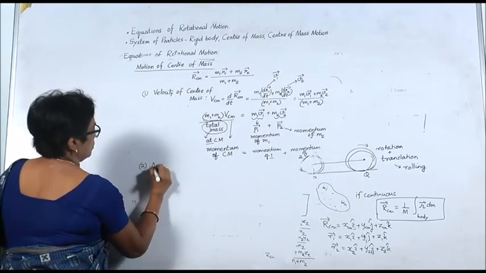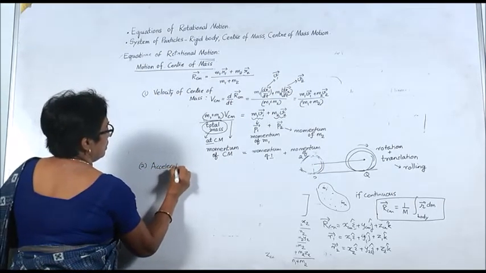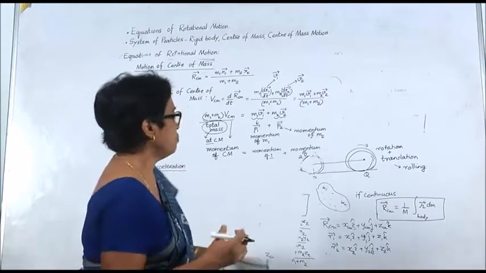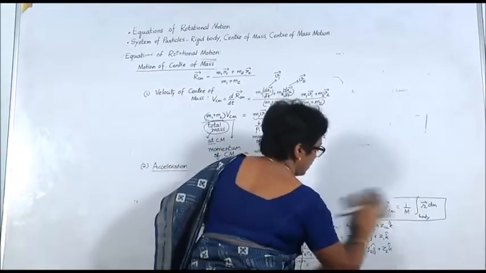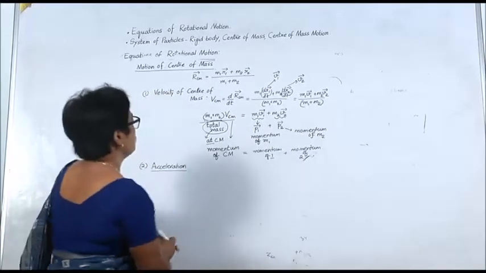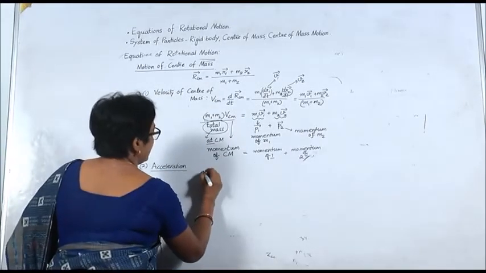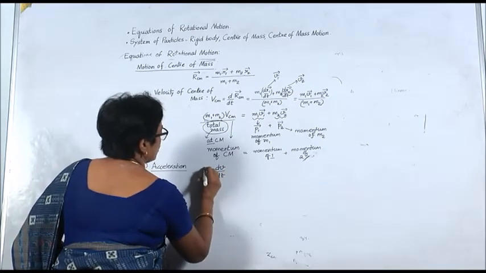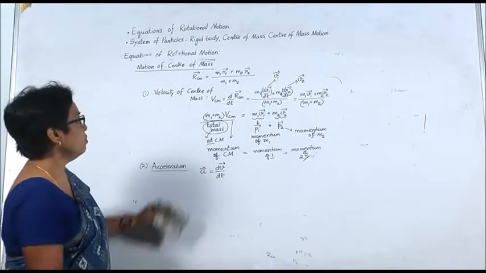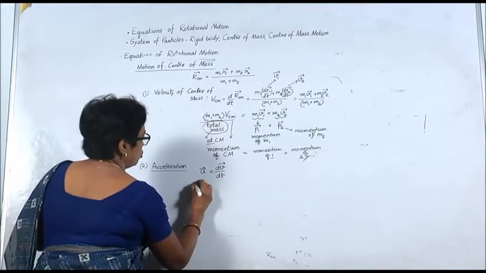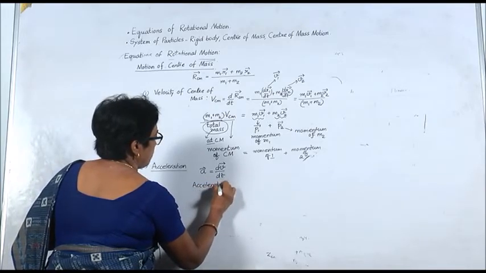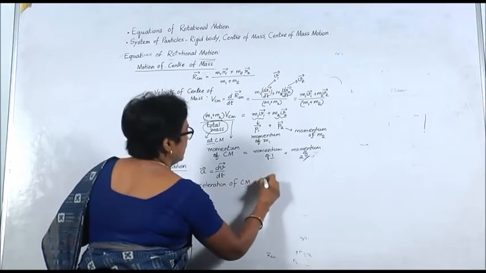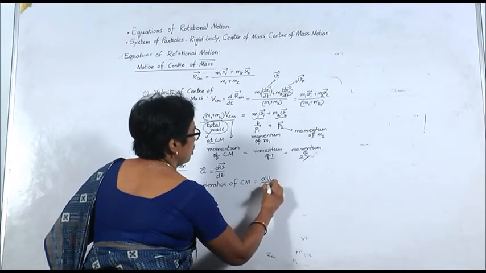What about acceleration? See, all these things I am talking about are linear, everything as a whole, not rotational. Acceleration, by definition, is equal to rate of change of velocity. So, acceleration is dv by dt. So, we will find out the acceleration of center of mass. So, acceleration of center of mass will be dvcm by dt. This is the velocity of center of mass.